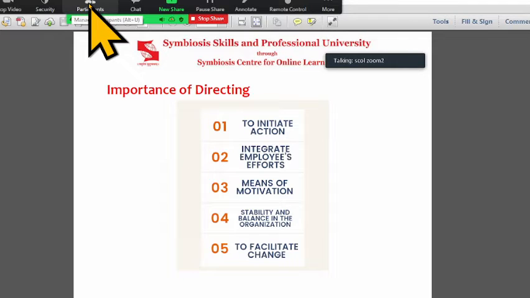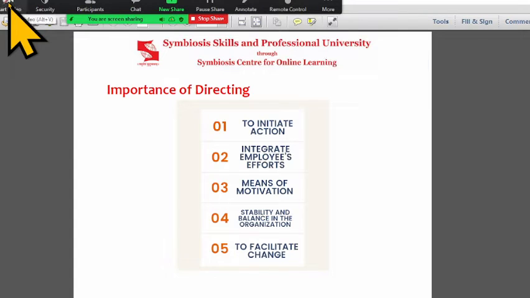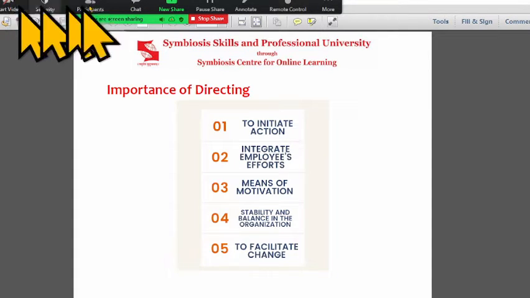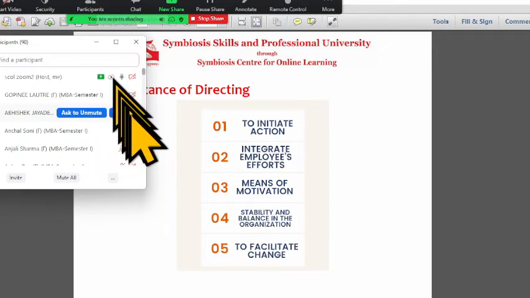Integrating employees' efforts is something which comes under supervision also, an overlapping function, where you integrate employees' efforts. Well, what is that? Can anybody explain? What is meant by integrating employees' effort? Anybody? A small example I want. Raise your hand, please.